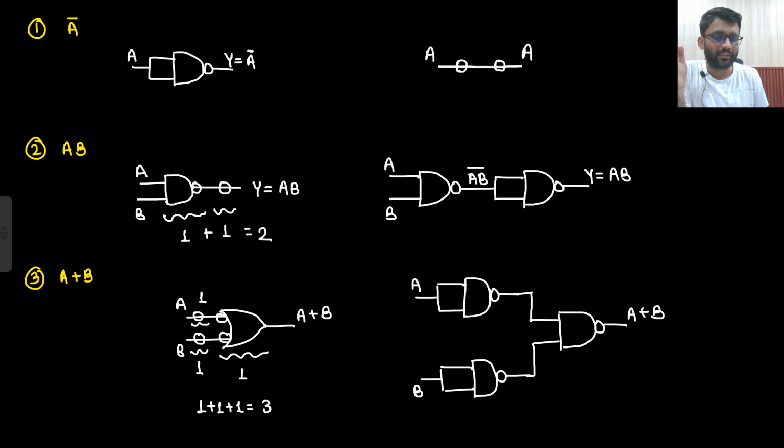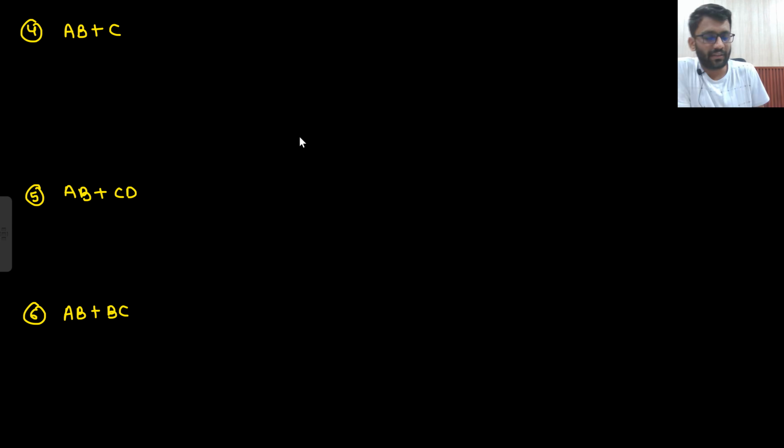Okay, let's go to the next one, that is AB plus C. So how will you implement AB plus C using basic gates? You need to implement it using basic gates. So how will I implement it? This is my AB, A into B, then C will come.